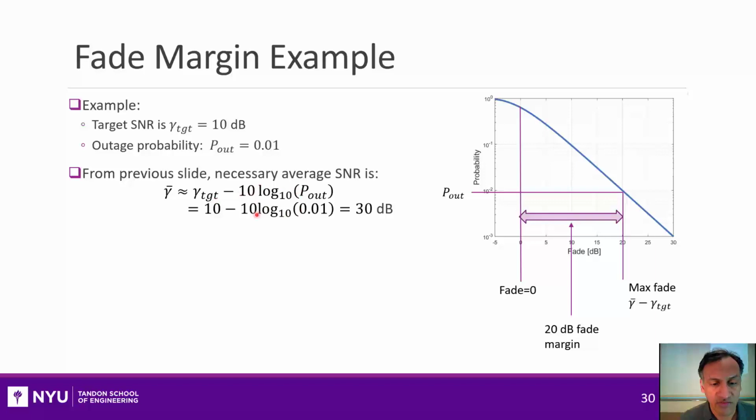From that previous slide, we would need the average SNR to be 10 plus this factor, but in this case, this is easy to work out because it's log base 10. You would need another 20 dB, or in other words, the average SNR would have to be 30 dB.